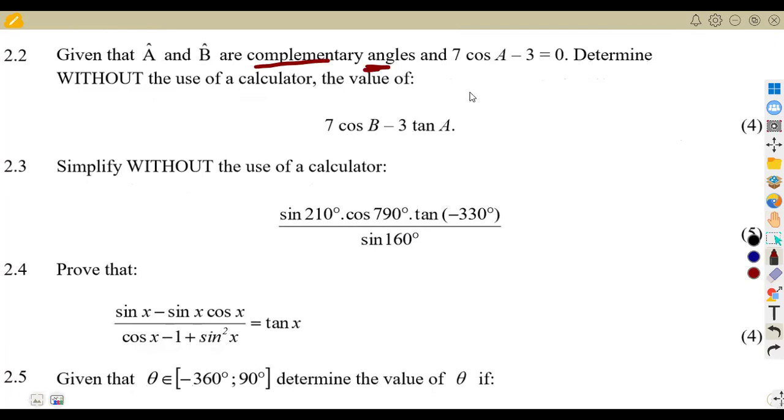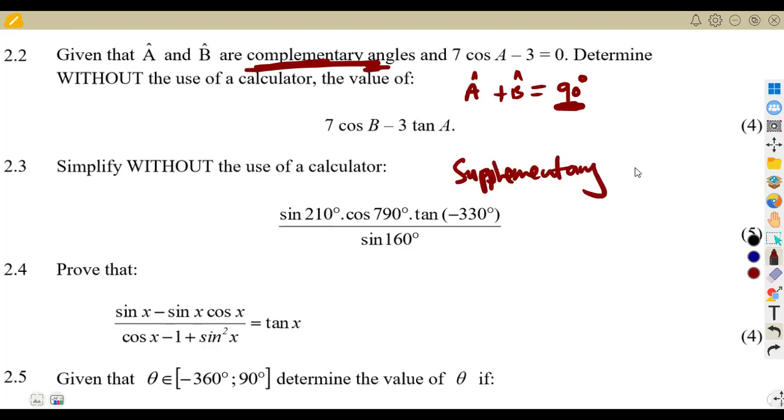What does it mean? If I add the angle of A and the angle of B, I must get 90 degrees. Supplementary, two angles which add up to 180. But complementary, they add up to 90. Complementary, 90. Supplementary, 180. They are supposed to be two, not three, but only two angles which add up to 180.